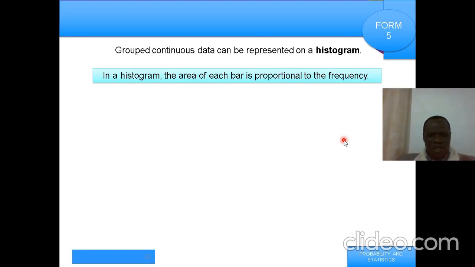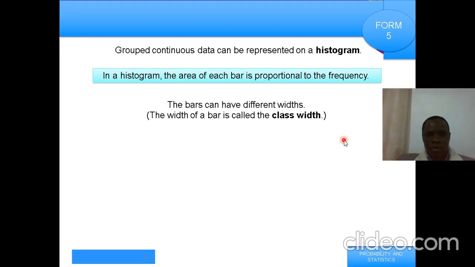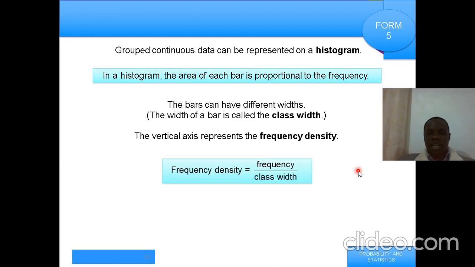Now you may not have understood this, but look at the next thing. The bars can have different widths. In a bar chart, the bars all look the same in terms of width. This bar and the next, they are all the same width. But when we come to a histogram, some bars will be bigger than others. And then the y-axis will be called frequency density, which you may not have understood right now, but let me just show you something which is drawn.